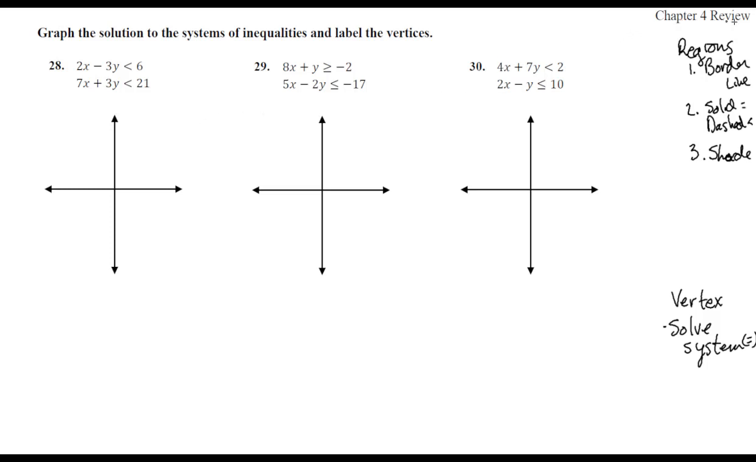Here we are in Chapter 4 Review. Graph the solution to the systems of inequality, labeling the vertices, for numbers 28 through 30. So remember here the rules for sketching those regions.